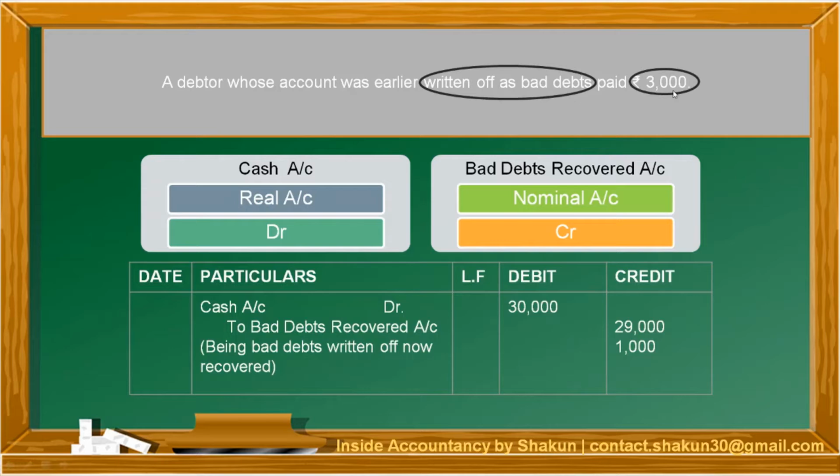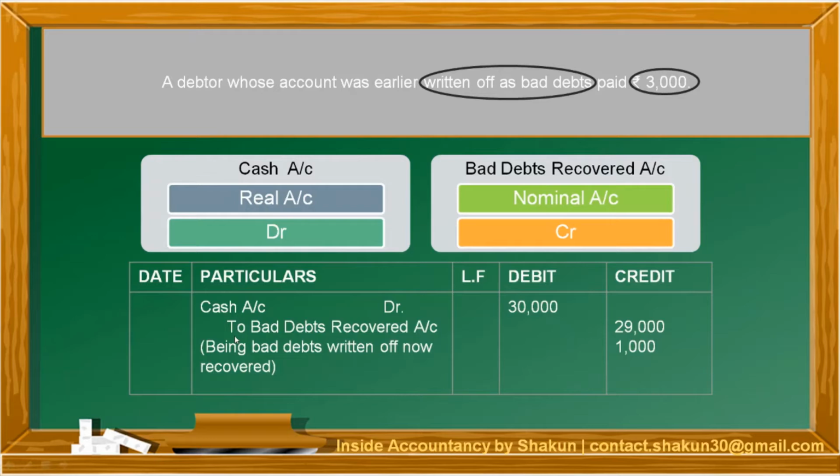So in that case we have identified two accounts. One is the cash account because you are receiving cash. It's a real account. Therefore it is debited. And second is that since these are the bad debts which are recovered, a new account is created. Bad debts recovered, it's a nominal account, it is an income. We had thought that this is a loss, we had written it off also, but now surprisingly we have received it back, so therefore it is an income, therefore it should be credited. So cash account DR to bad debts recovered.